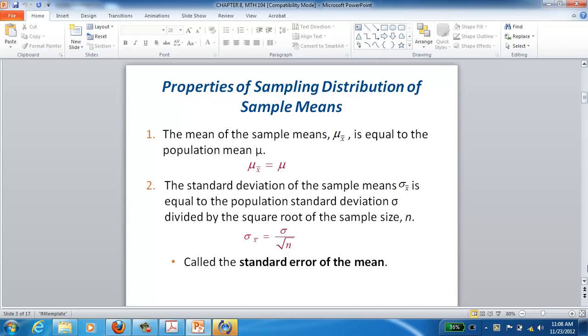These are the two properties of the sampling distribution of sample means. The mean of the sample means, we call it mu x bar, is equal to the population mean, and the standard deviation of the sample means, sigma x bar, is equal to the population standard deviation over the square root of n. So sigma x bar is equal to sigma over square root of n. From now on, the standard deviation of the sample means, we will call it the standard error of the mean.